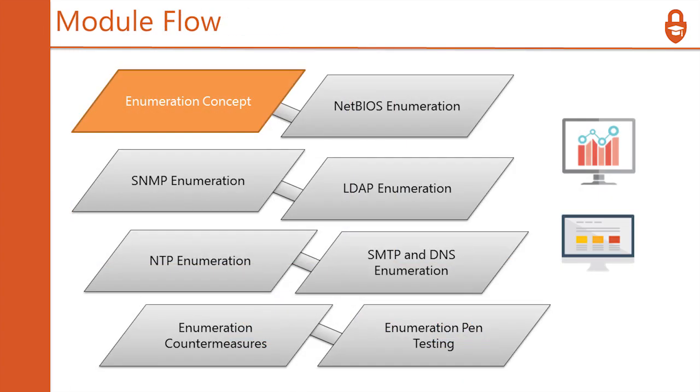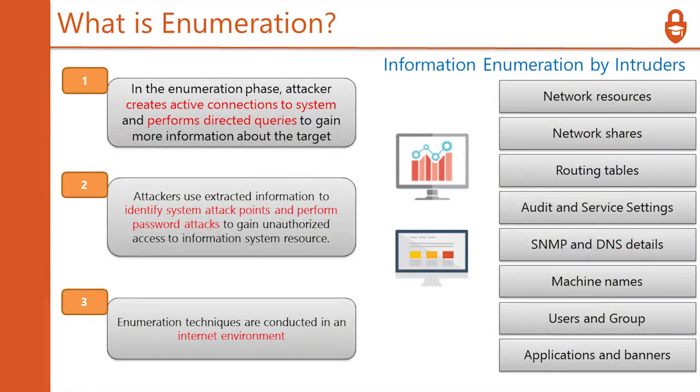So we're going to be discussing concepts and just what we just talked about, right? It's kind of a review here. What is enumeration? In the enumeration phase, an attacker creates active connections to systems and performs directed queries to gain information about the target. And then attackers use the extracted information to identify systems, attack ports, and perform password attacks to gain unauthorized access to information system resources. As well as, enumeration techniques are conducted in an intranet environment.